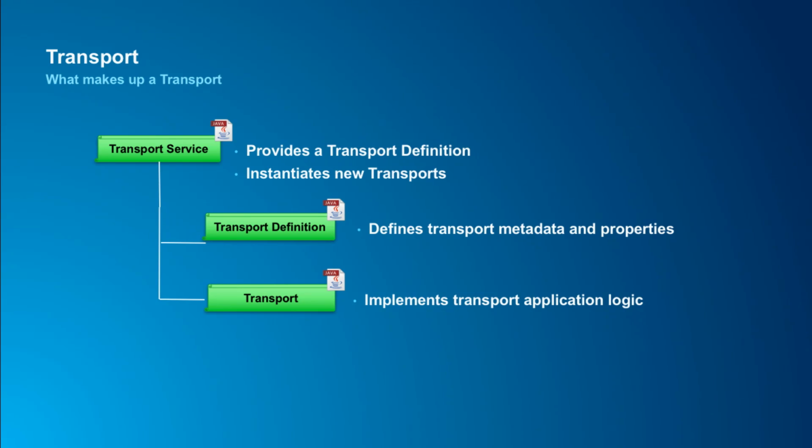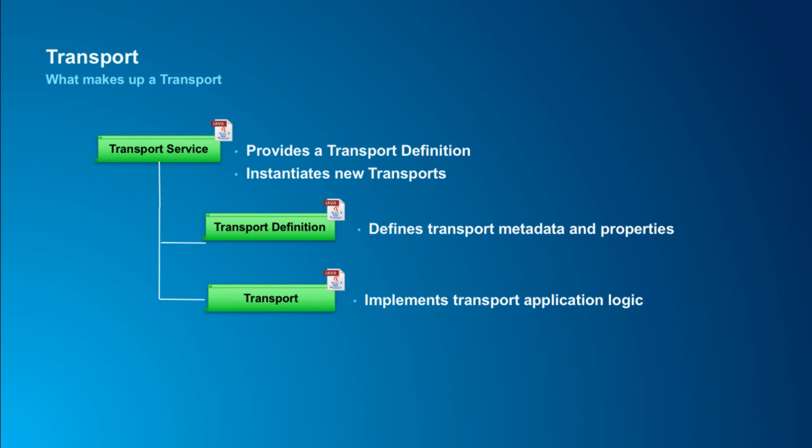Programmatically, it has 3 basic pieces. Transport definition. This is the class which provides metadata and the properties of the transport. The transport itself contains the application logic, such as subscribing to an MQTT broker for a message or reading files from a folder. And then transport service.